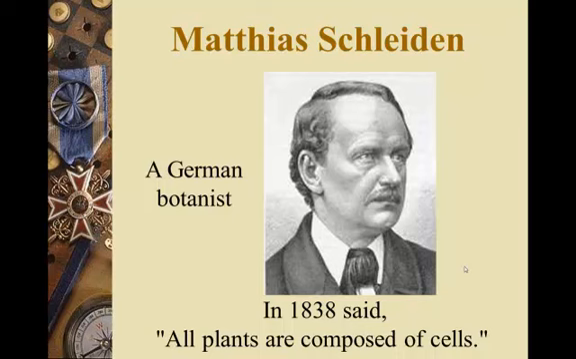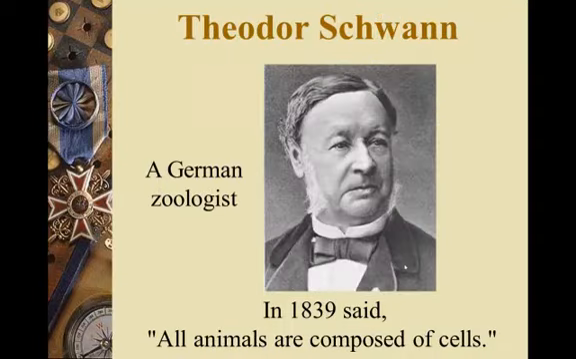Now another German working at the same time, 1 year later, made a very similar statement, but he was a zoologist. And of course, what do zoologists study? They study animals. And I'm trying to get the slide to move, and it's not moving for me. Okay, there we go. So he was a zoologist. Zoologists study animals. So he realized that all animals were composed of cells. So he made that statement a year later, 1839. And that was a very foundational principle of the cell theory.